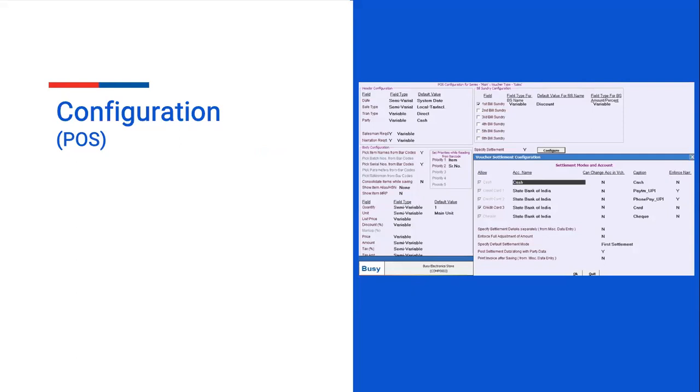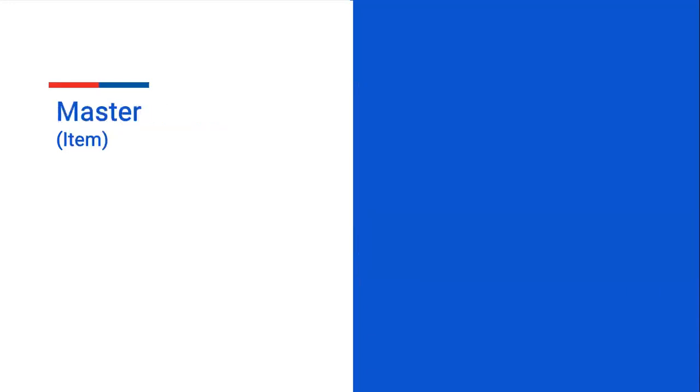If you want to pick items from barcode, you can enable this option. For this option, you just need to scan the barcode, and it will automatically pick your item in your invoice. You can enable the settlement mode, in which mode you are doing the payment: in cash mode, in UPI mode, in cheque mode, in NEFT mode, in whichever mode your customer is doing the payment. So you can enable the settlement option in Busy in the POS configuration.